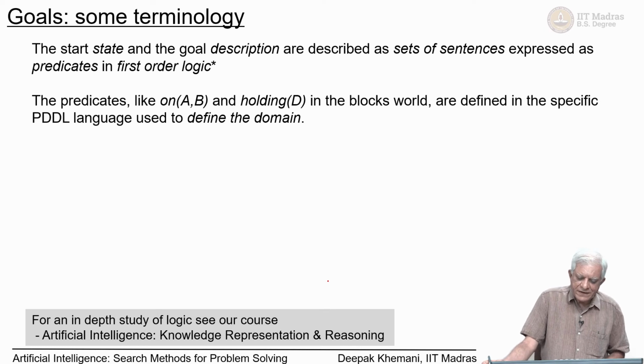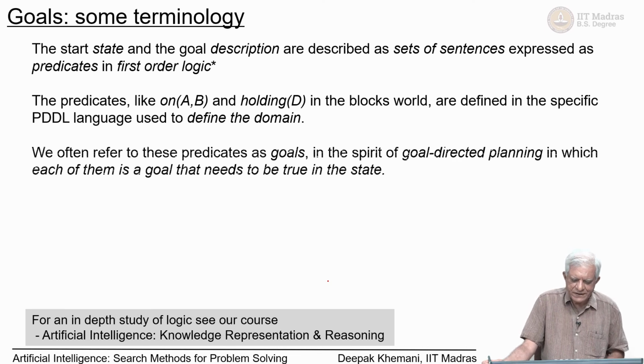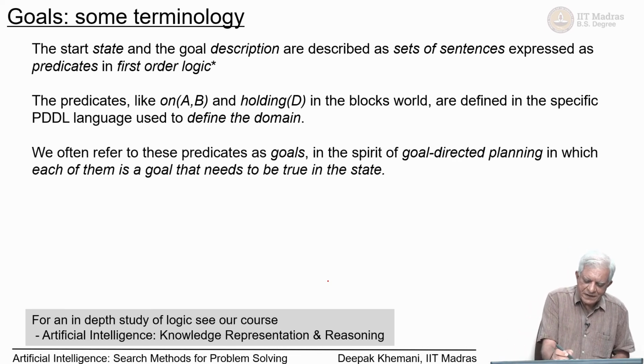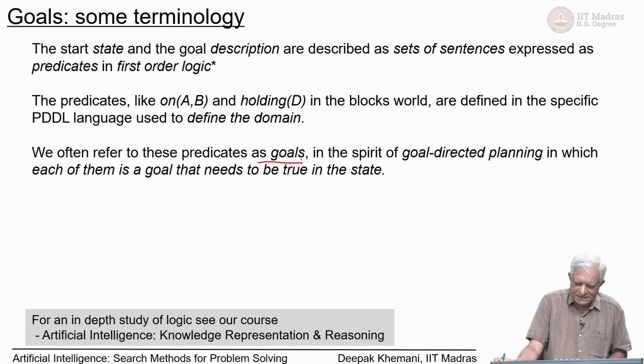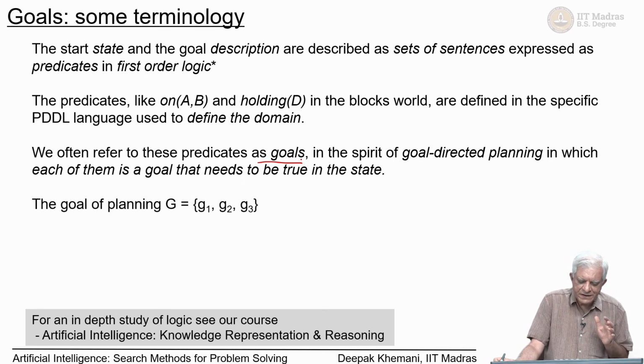So, the predicates like on AB and holding D in the blocks world are defined in specific PDDL languages used to define the domain. In the simplest languages, these are the way of describing predicates. As I said some time ago, we often refer to these predicates as goals essentially in the spirit of goal directed planning, in which each of them is a goal that needs to be true in some given state essentially. So, we will use the term goals and predicates interchangeably.